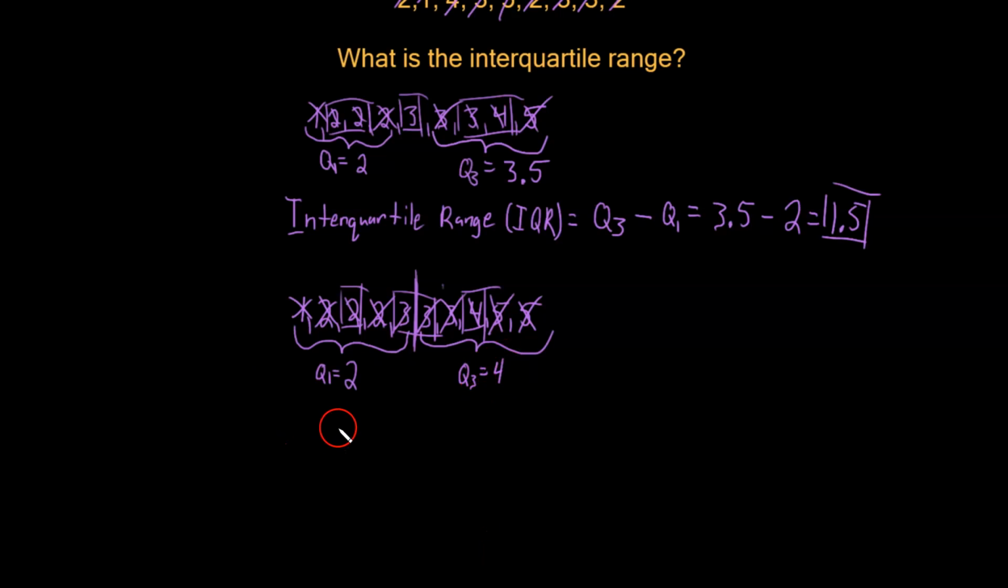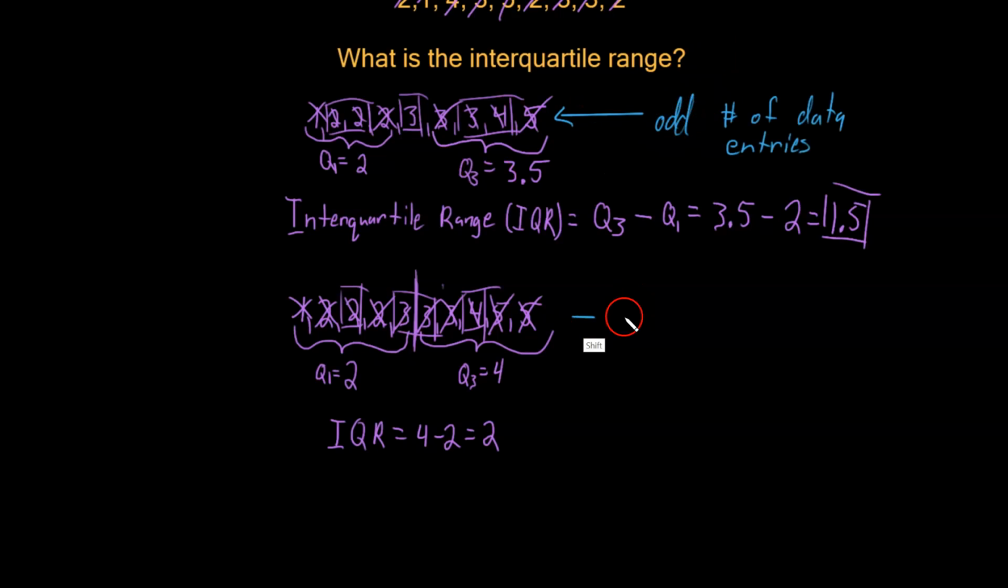To calculate our interquartile range, or IQR, again, we just take our Q3 minus our Q1, so we take 4 minus 2, and we get an answer of 2. So the difference between these two is that in the first example there was an odd number of data entries, and in the lower example there was an even number of data entries.